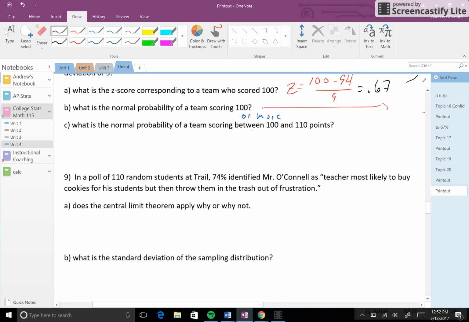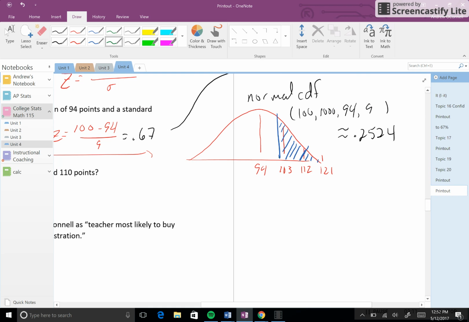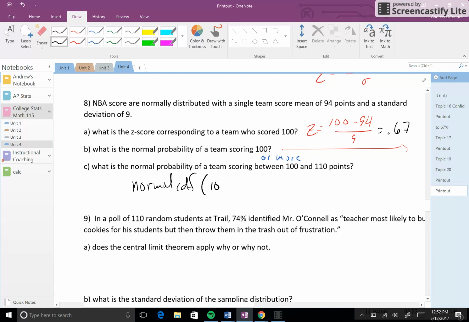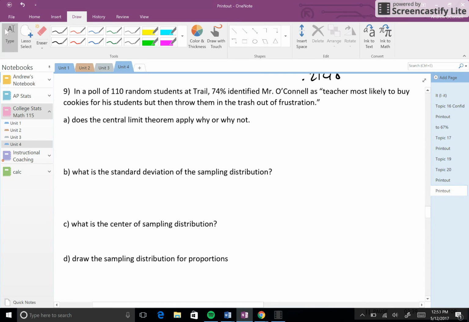What's the normal probability of a team scoring between 100 and 110? I'm not going to write it again. 100 to 110 is going to be less than 25% because 100, we said, is right here. 110 is about here. So we're really only looking at maybe this shaded region right there. So normal CDF, the lower bound 100, upper bound 110, mean 94, standard deviation 9. This should have been about 21.48%, or .2148.